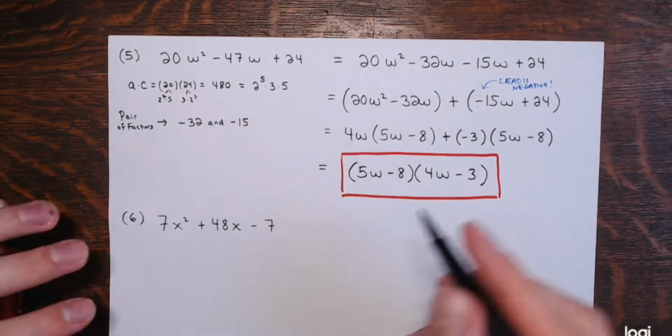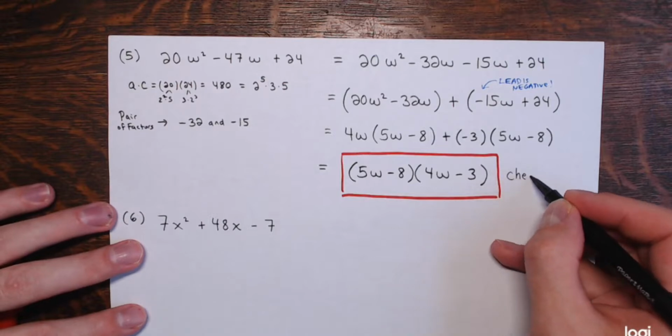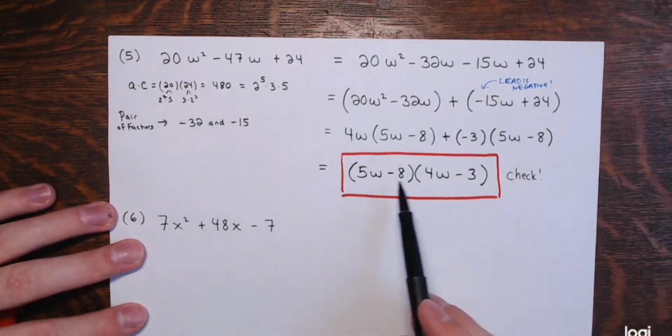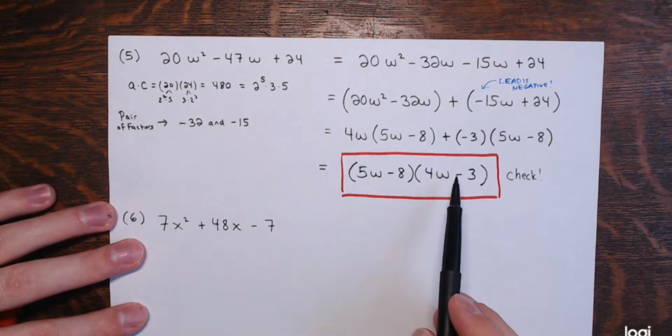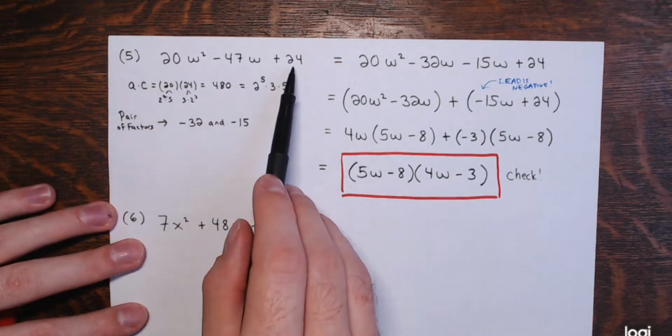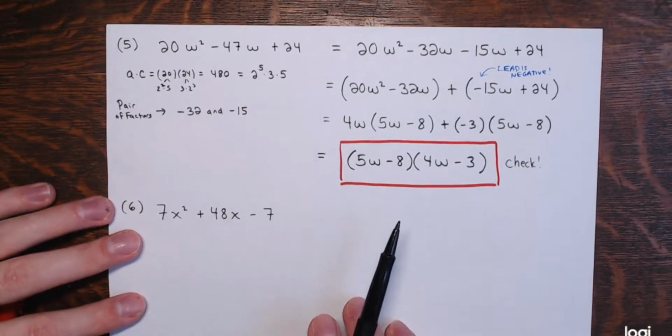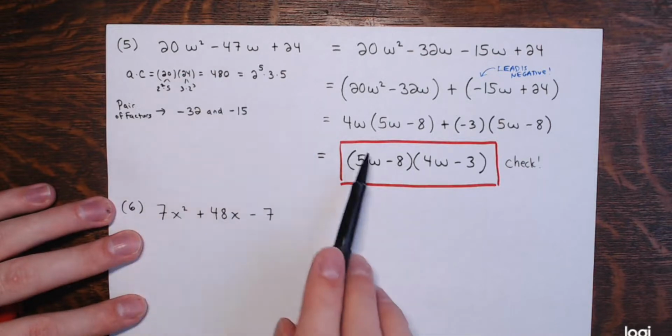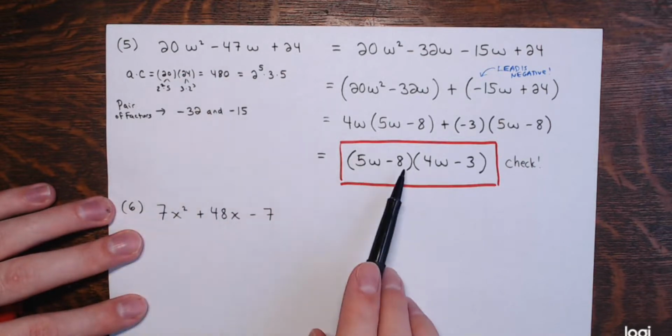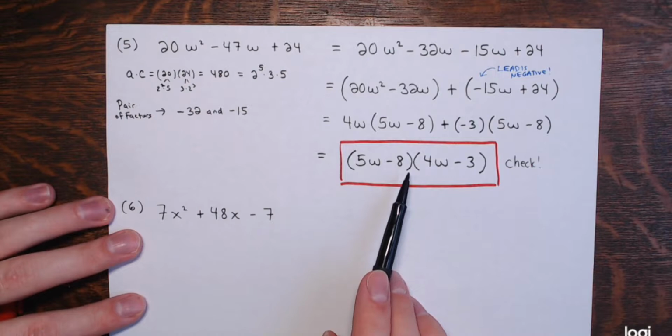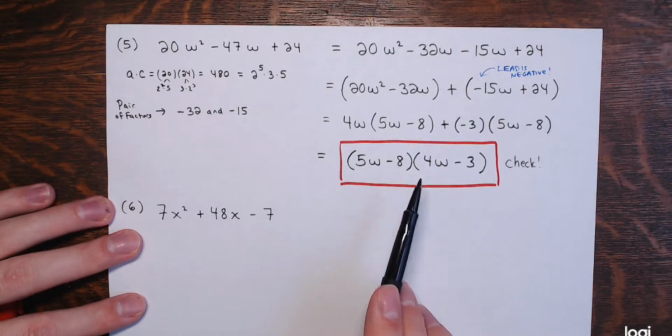And again, please check your answer. Multiply these and make sure you get the original expression back. Also verify that these two expressions have the same value no matter what you plug in for w.